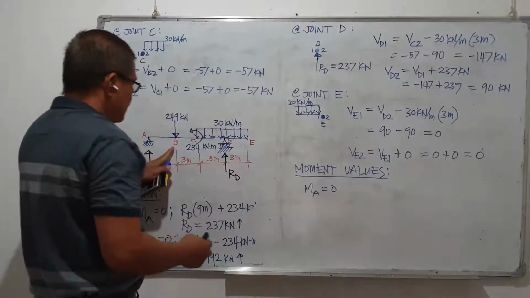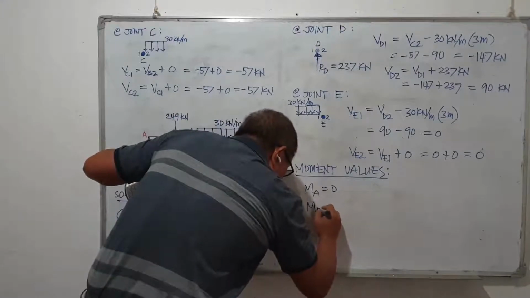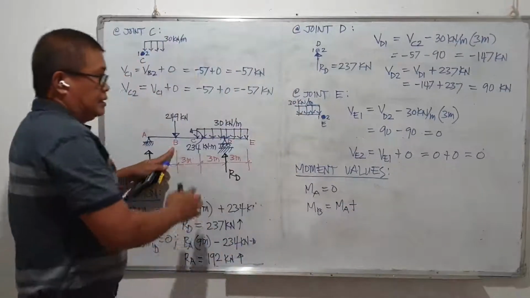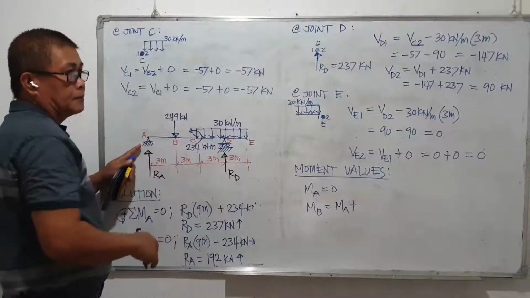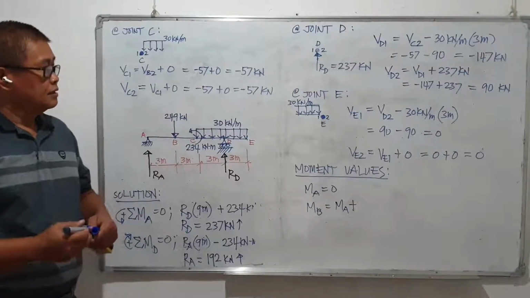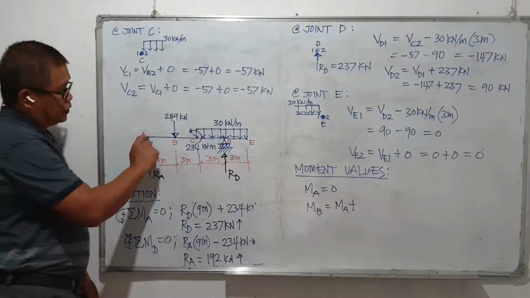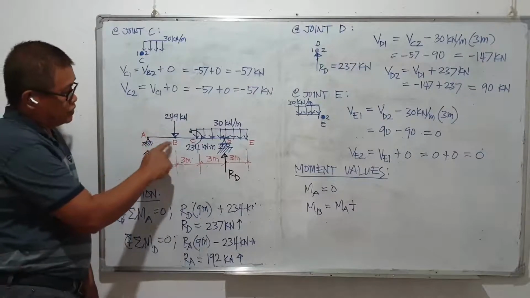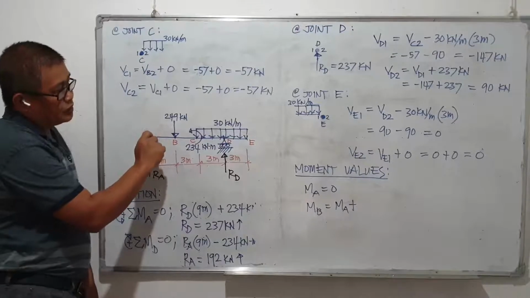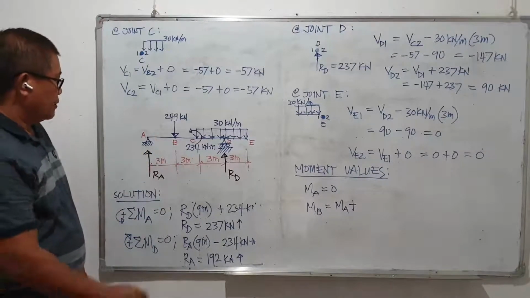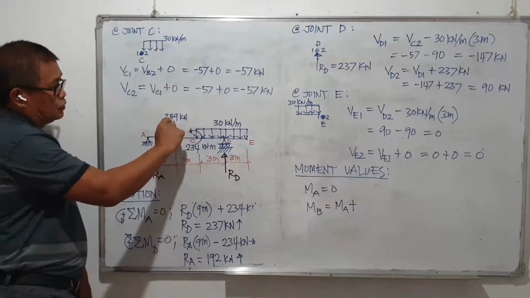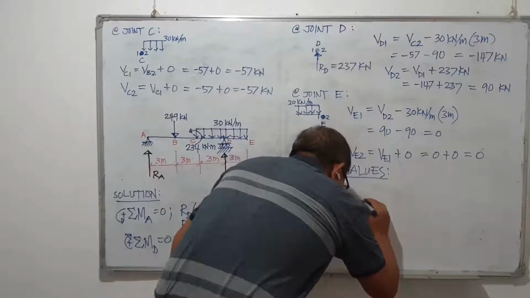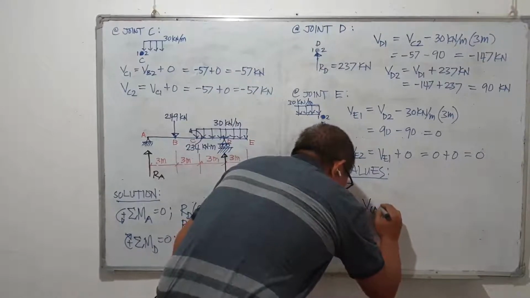To solve for M sub B, this is equal to M sub A plus the shear area between A and B. We have to look at the variation of the shear diagram from point A to point B. If you recall the computation for the shear at point B, they have the same value, which is just equal to the reaction at point A, which is 192 kilonewtons, uniform.